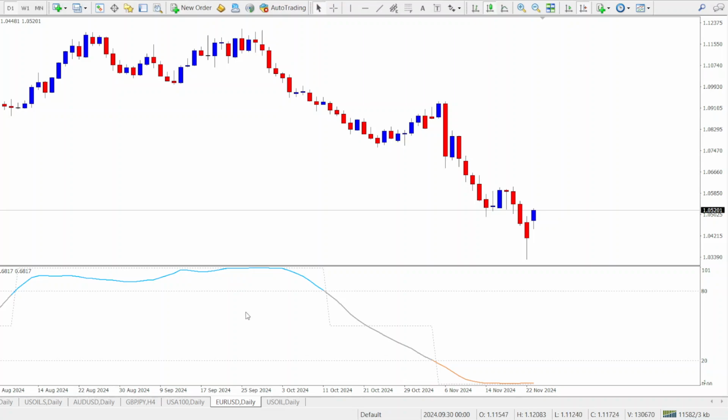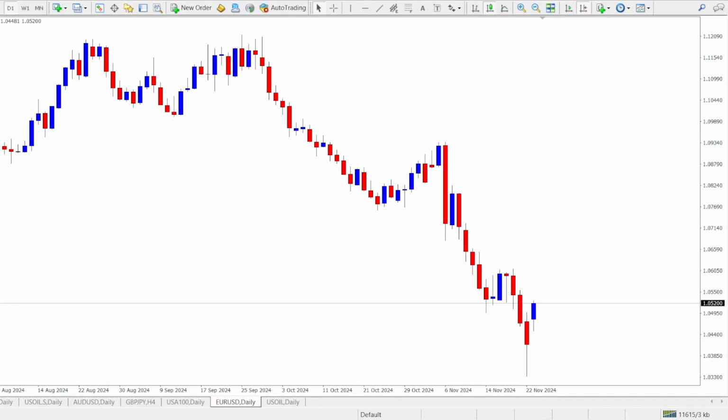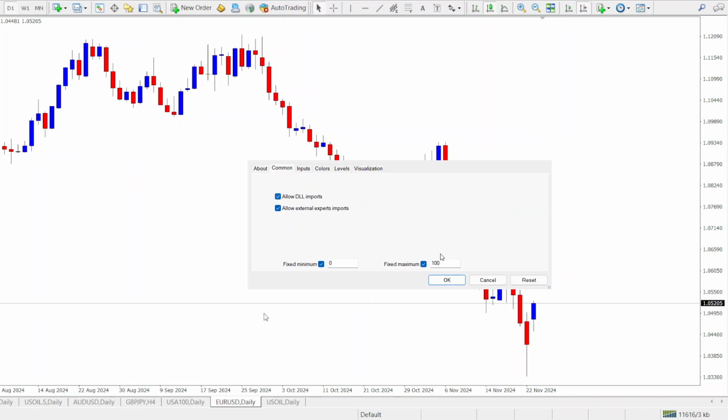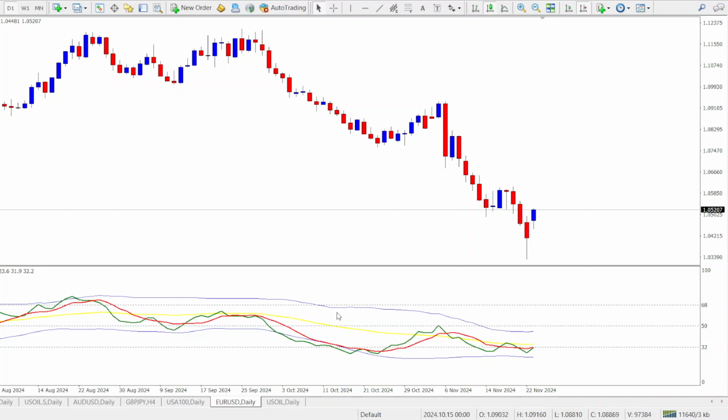All right, so the traders... sorry, I added the wrong indicator. Let me, the Traders Dynamic Index, this is the indicator. Yeah, this is the TDI indicator, the Traders Dynamic Index indicator.